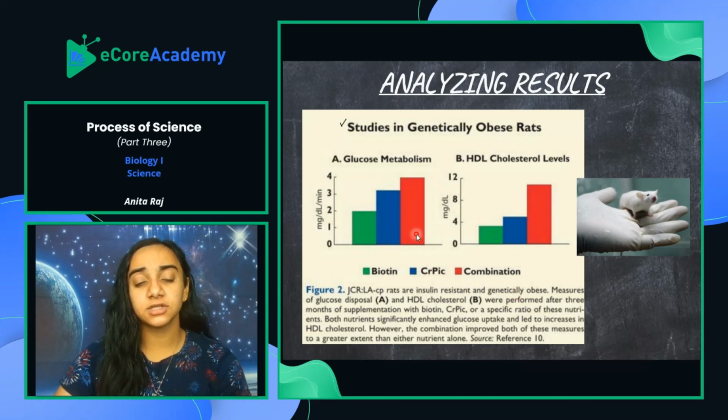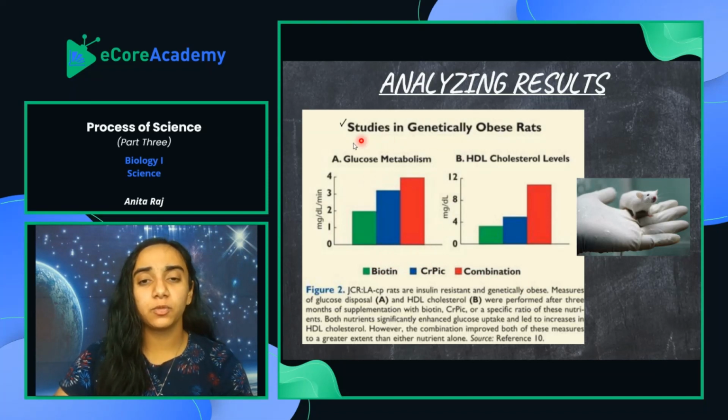If you look at the results, they show that biotin was the least effective. They show how much was administered to each of these groups, and then the effectiveness of biotin versus CRPIC by itself versus the combination. Same thing's going on here. The best way to explain this is that the doctors are trying to combine biotin and CRPIC to see if they can come up with a new compound to use as a medication that will help with glucose metabolism and HDL cholesterol levels. And here's a cute little rat I included off to the side.